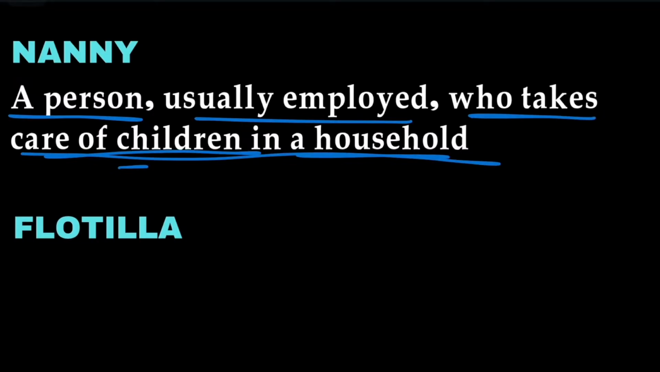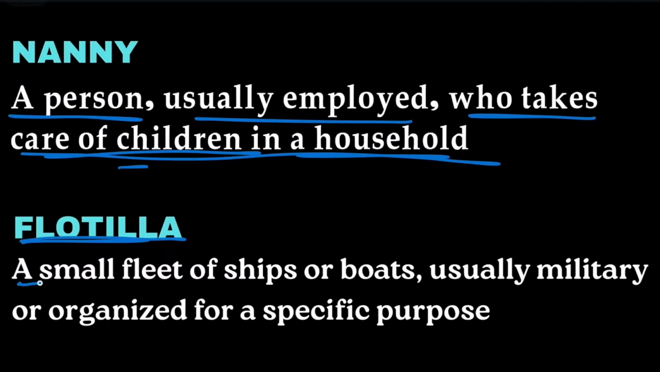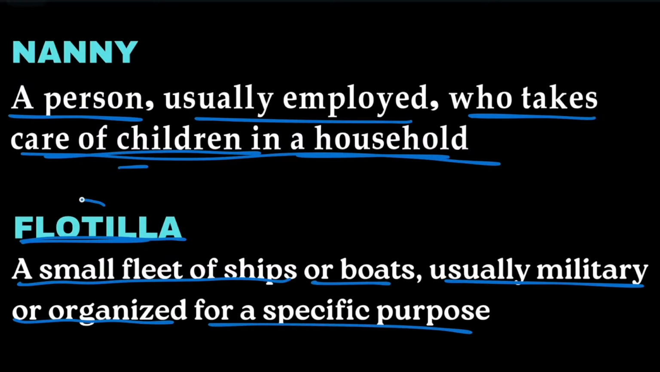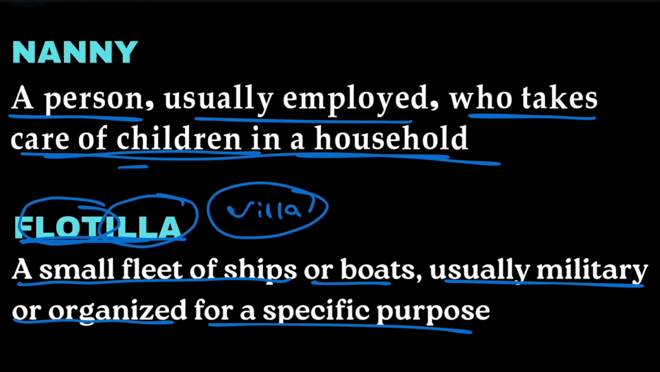The next word is flotilla. The next word is flotilla and flotilla means a small fleet of ships or boats, usually military or organized for a specific purpose. So float. What does the word float mean? Float means floating on the surface of water. Generally ships or boats surface on water. You can remember like float illa. Illa or else villa. Villa means a house. Flotilla means a group of ships for a specific purpose. Flotilla means a group of ships used for a specific purpose is flotilla.